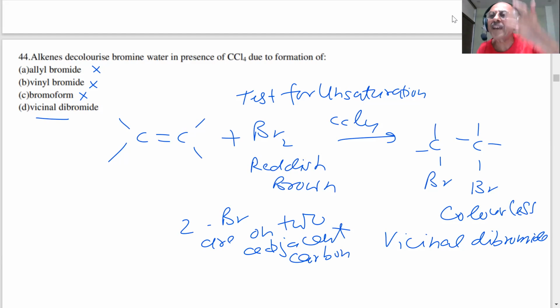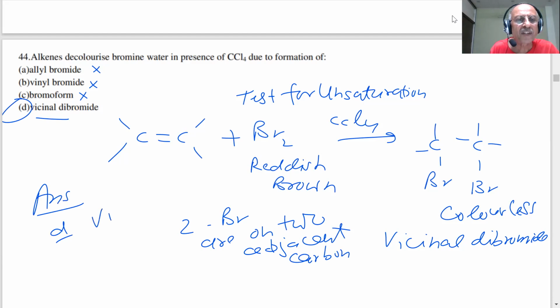If the two Br are on the same carbon, they are called gem. You are aware of the vic and gem. The correct answer is D, students. Vicinal dibromide.